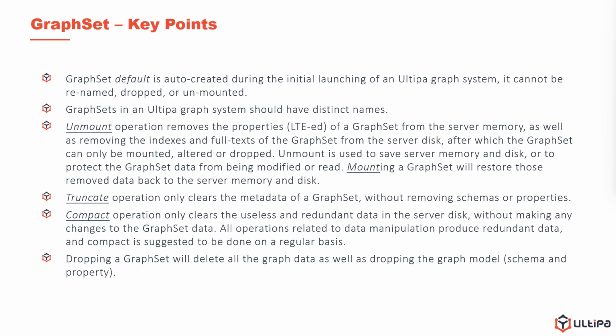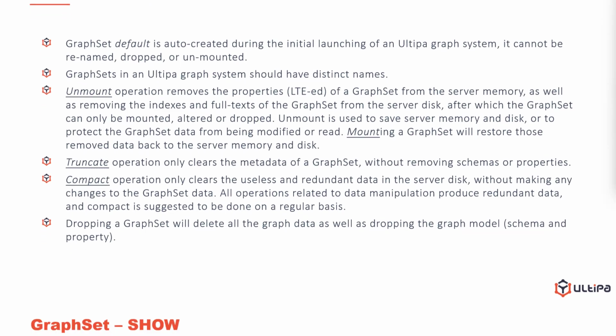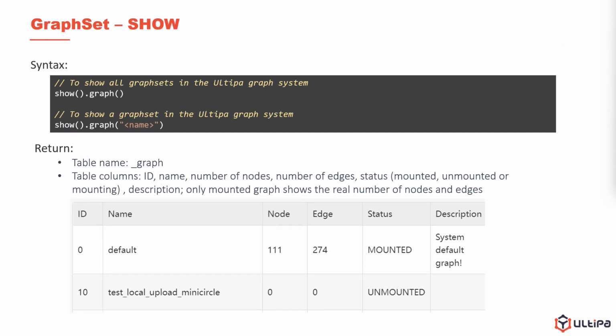Here is the summary of knowledge points of graph set, and most of them are covered in the demonstration just now. You can make a screenshot for a later review. Let's check the syntax of related commands. We can either show all the graph sets in the current Ultipa graph system or show a specific graph set by providing the graph set name.